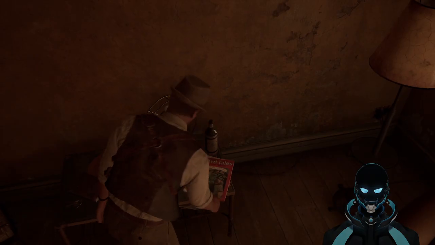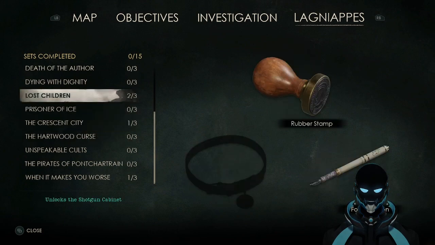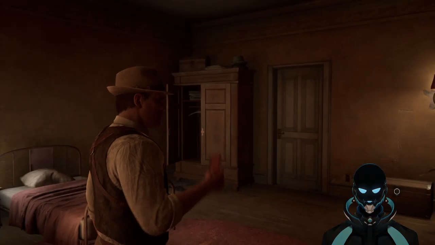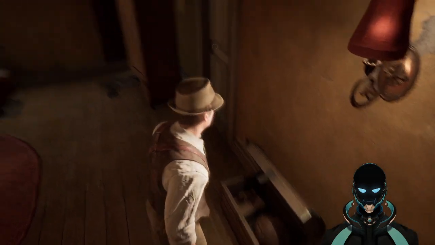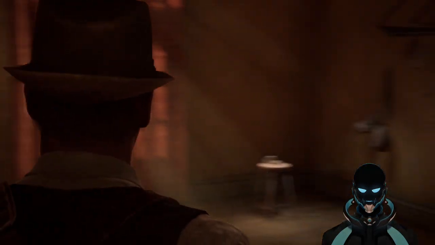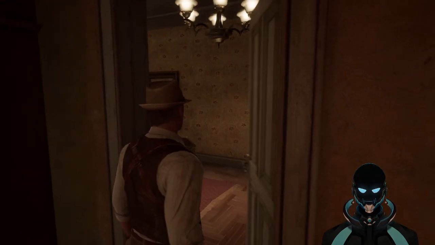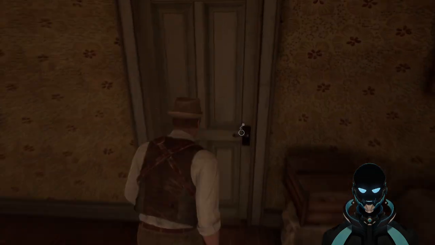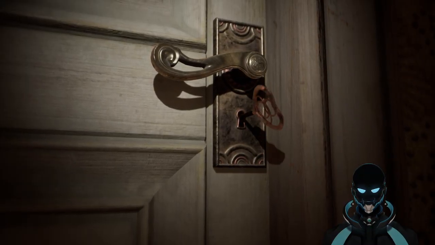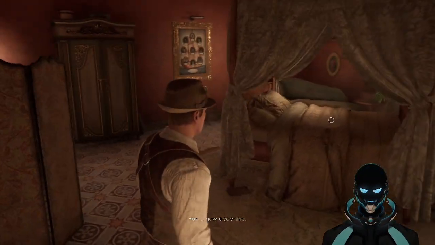Ooh, we're getting close. What does that one do? Is it just secret knowledge? Oh, unlocks the shotgun cabinet. Yes, please. Don't mind if I do. Huh. How eccentric.